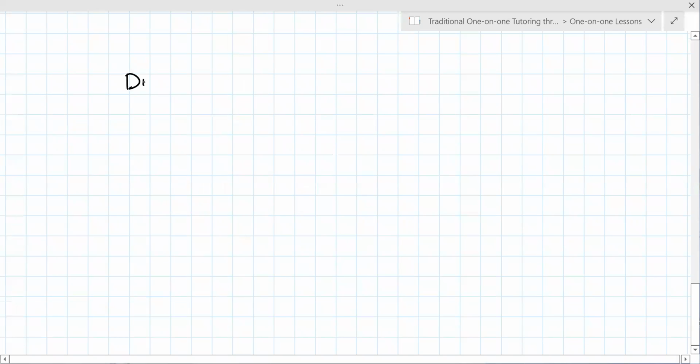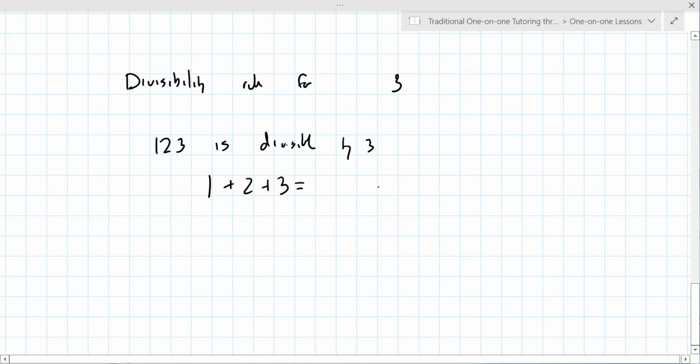Before I do that though, do you know the divisibility rule for 3? I'm kind of confused on it. Okay, so I'll just pick a large number. 123 is divisible by 3, and here's why. You add up the digits: 1 plus 2 plus 3. What do they add up to? 6. Is 6 divisible by 3? Yes. So if the sum of the digits is divisible by 3, then so is the original big number.